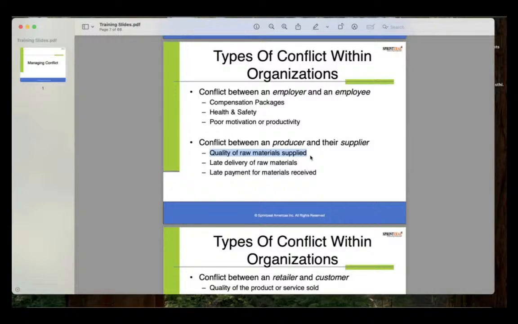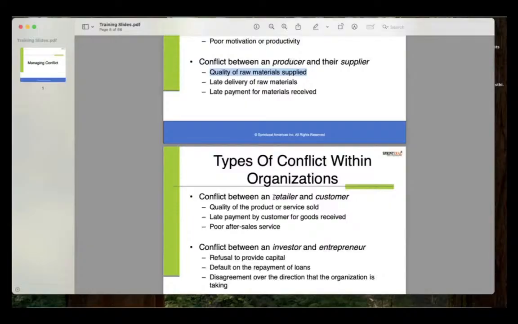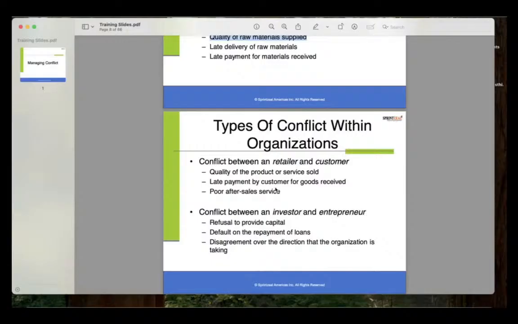Okay. Similarly, how can it arise between a retailer and a customer? What are the situations given here? Quality of the product or service sold between a retailer and customer. Then, if there is a late payment, that can also be an issue. Then, poor after-sale service. When the sale is done and then there is some poor service, maybe it requires some after-service and it is not available, that is when the conflict can arise between any retailer and customer.